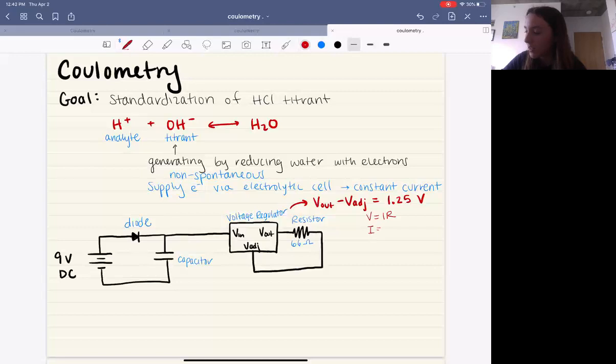Solve for current I, V divided by R, 1.25 volts divided by 66 ohms, and we should get roughly 19 milliamps. Amps are the unit for current. So that's the current that's coming out right here. Lowercase i, capital I, interchangeable.